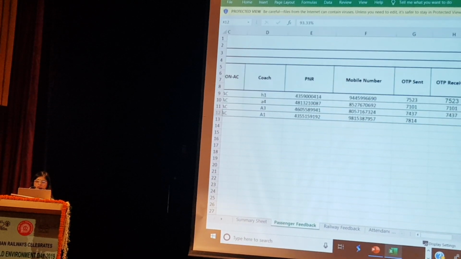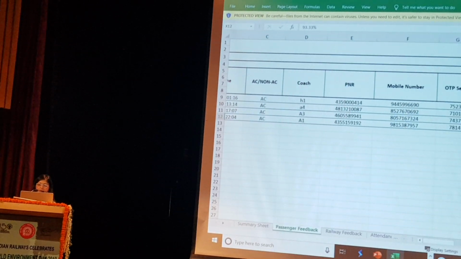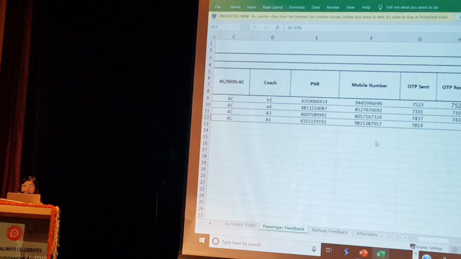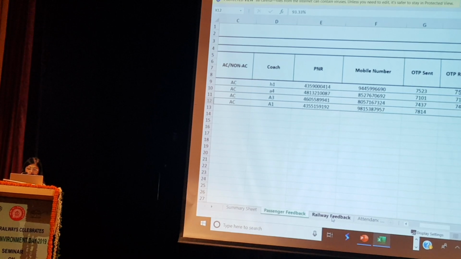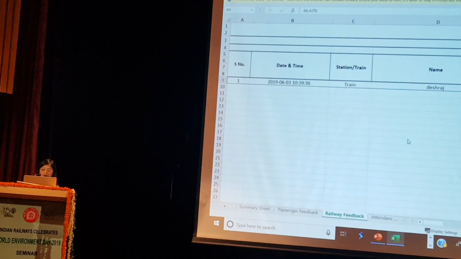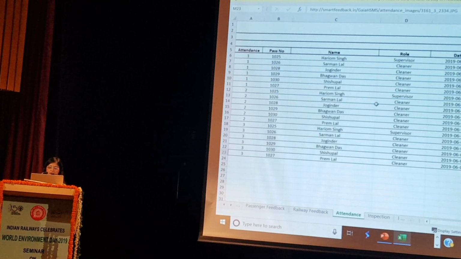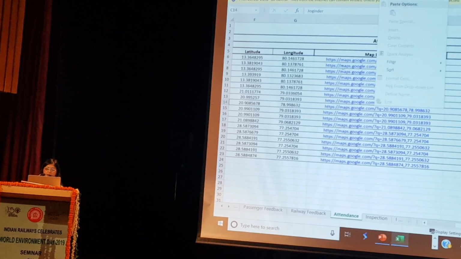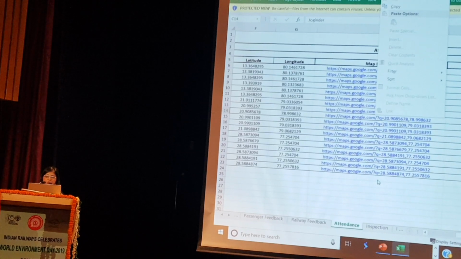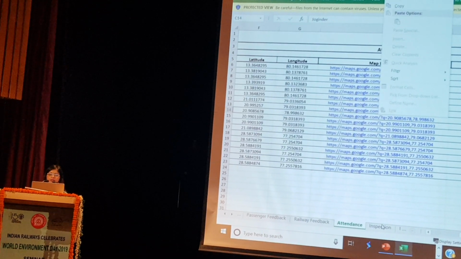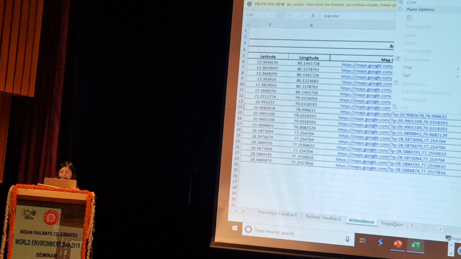So these are all of the ratings that have been received, what has been verified, what is not verified, and it's secure because it is all date and time stamped, latitude and longitude stamped. So this is all real and live feedback data that comes in. This is the feedback from the railway official. The attendance, again, has a date and time stamp on the image. So there is no fudging of data, right? It is important to ensure that the person who was on the train at the time that the attendance was taken.